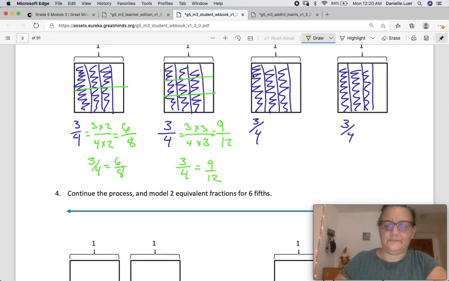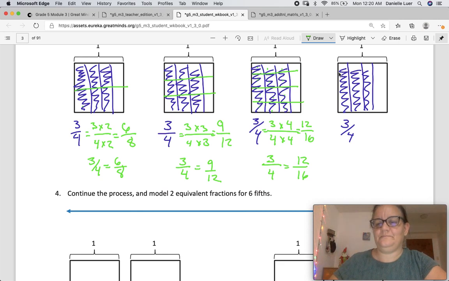All right, next one. 1, 2, 3. Okay, so I've got 1, 2, 3, 4, 5, 6, 7, 8, 9, 10, 11, 12, 13, 14, 15, 16 out of 16. What did I multiply here? I split it into 4. So 3/4 times 4, when I multiply the top, I have to multiply the bottom. 3 times 4 is 12, 4 times 4 is 16, 3/4 equals 12/16.